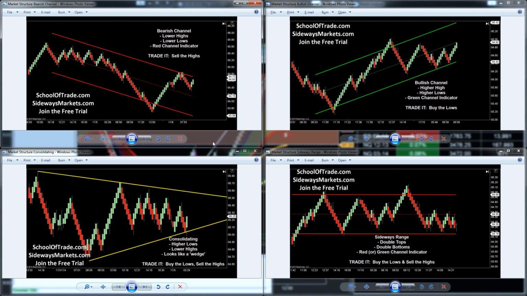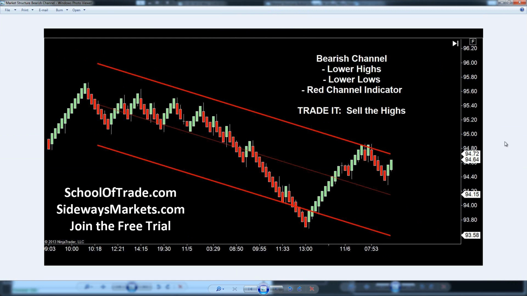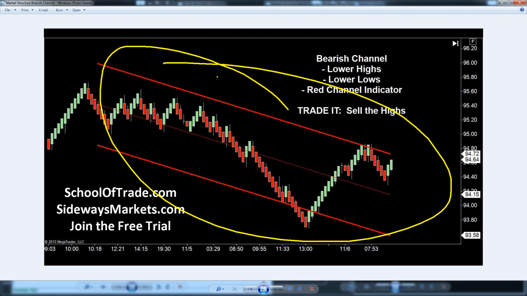Today we're going to be taking a look at market structure. Now, market structure is a lot of different things, but in generalization, there's four main market structures that you want to be paying attention to. Starting from the top, the first one's going to be a bearish channel. A bearish channel consists of lower highs, lower lows, essentially moving down. And that's what we're seeing right here in this example.